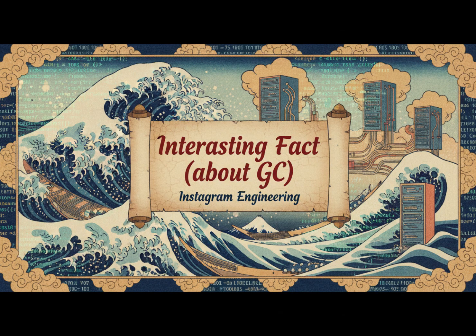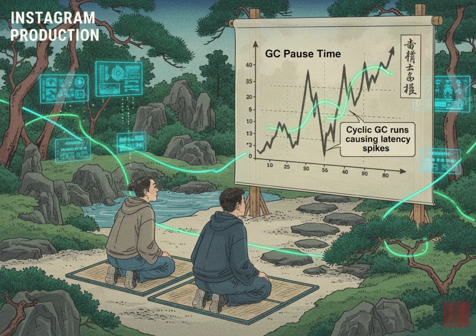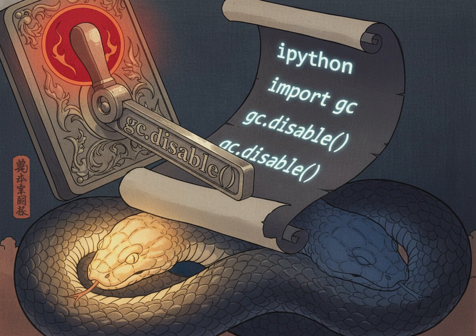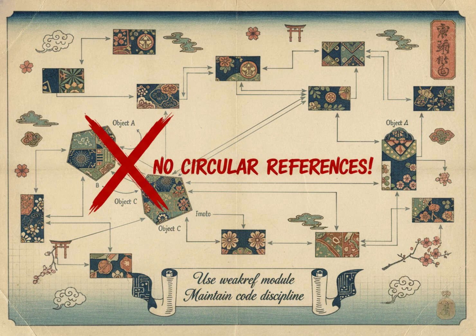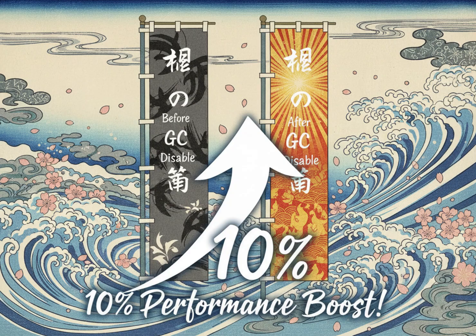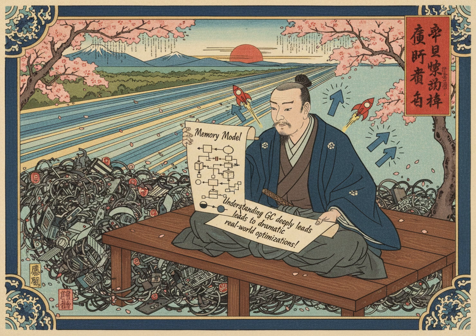As an example of that, there is an interesting fact. Instagram engineers famously disabled Python's cyclic garbage collection in production and relied purely on reference counting. They carefully avoided circular references in their codebase and gained a 10% performance improvement. This shows that understanding garbage collection deeply can lead to dramatic real-world optimizations.